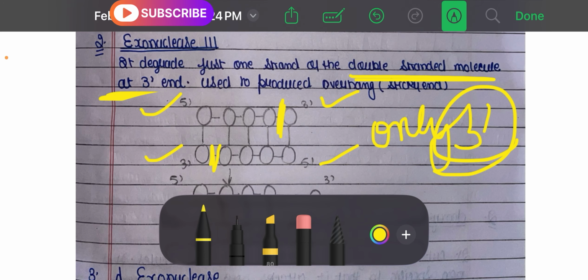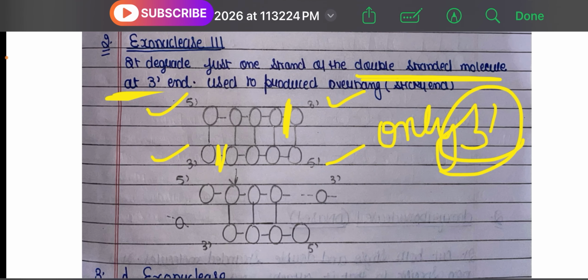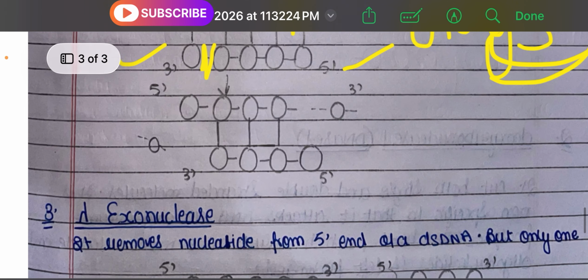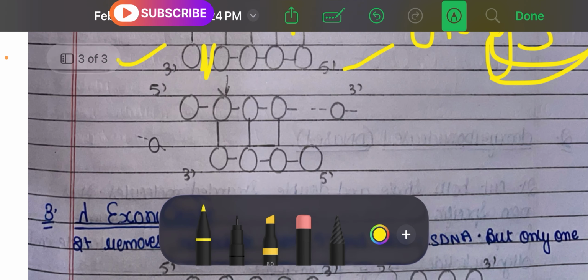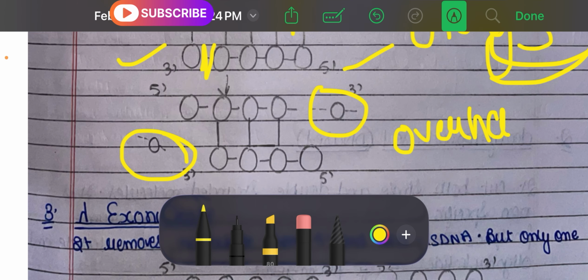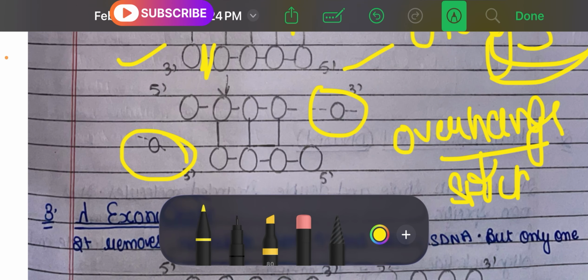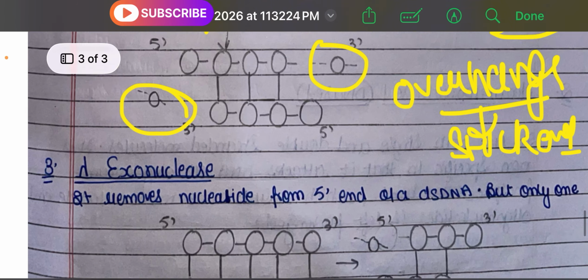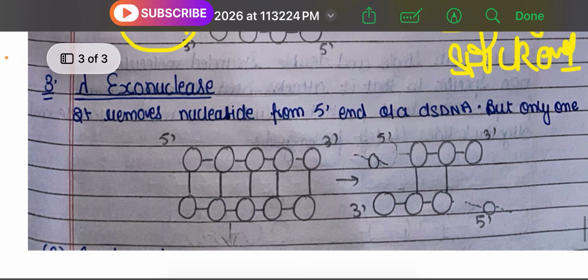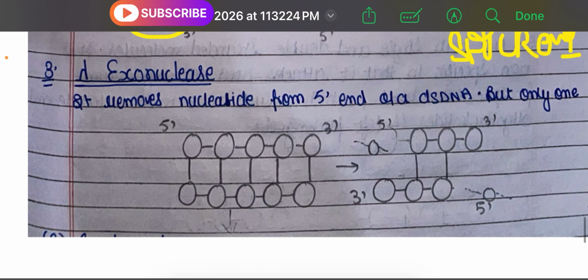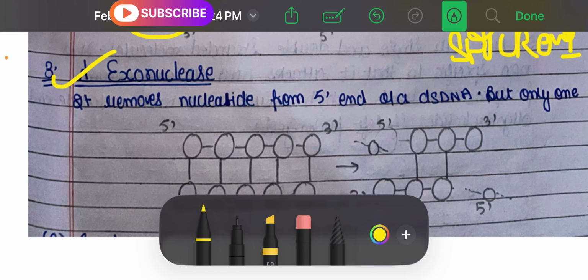ओनली. तो यहाँ पर जैसे ही उसने कट कर दिया तो यू कैन सी फ्रॉम दिस पिक्चर कि यहाँ से कट हो जाएगा और एक यहाँ से कट हो जाएगा. तो इट इज़ गोइंग टू प्रोड्यूस दी ओवरहैंग्स. ओवरहैंग्स का मतलब क्या है? स्टिकी एंड्स. Clear? Now, the last type of the exonuclease enzyme is the lambda exonuclease.